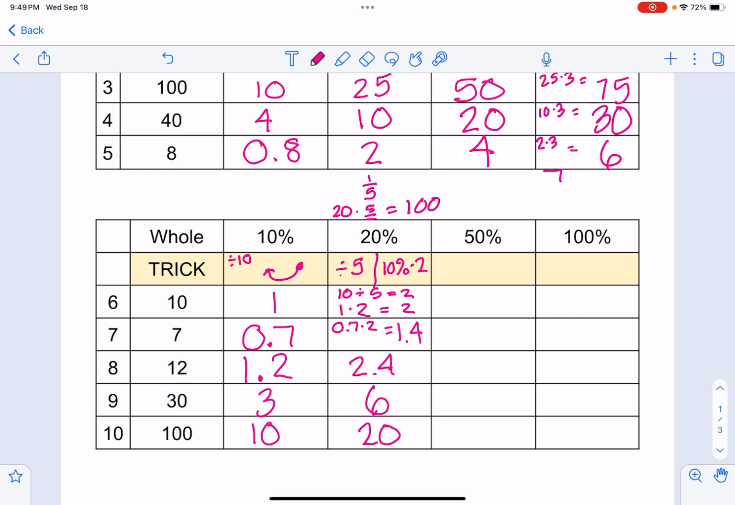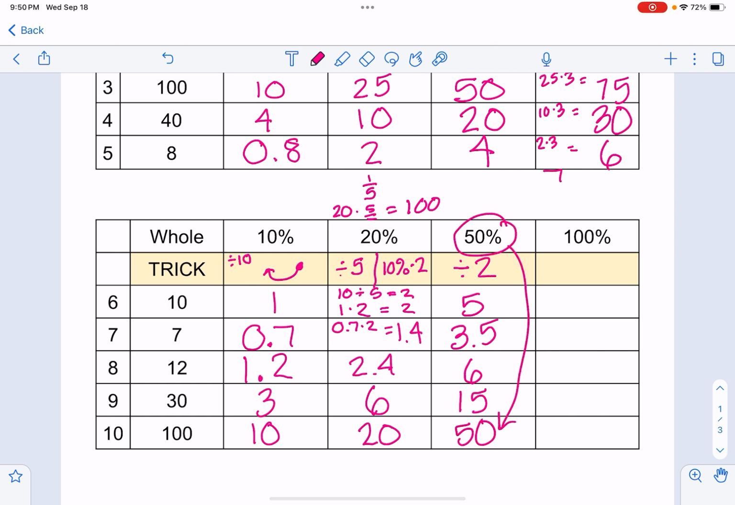All right, 50%. We know this one. The trick was divide by 2. Go ahead and pause the video and find 50% of all of these numbers. Unpause it when you're ready. All right, so all I'm doing is dividing the numbers by 2. 10 divided by 2 is 5. 7 divided by 2 is 3.5. 12 divided by 2 is 6. 30 divided by 2 is 15. 100 divided by 2 is 50, which makes sense because for 100, it should match the percent.